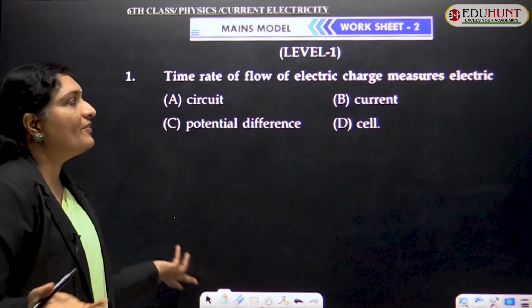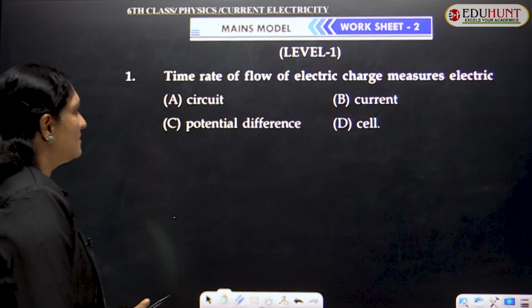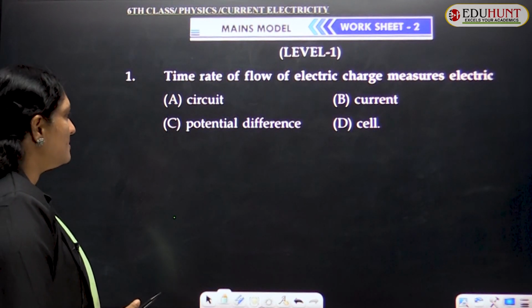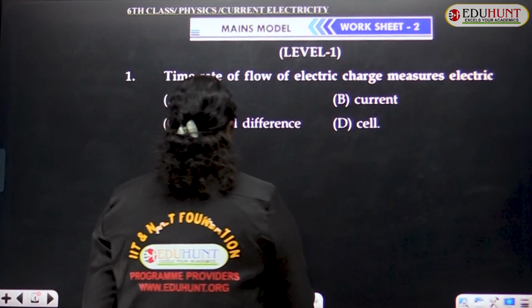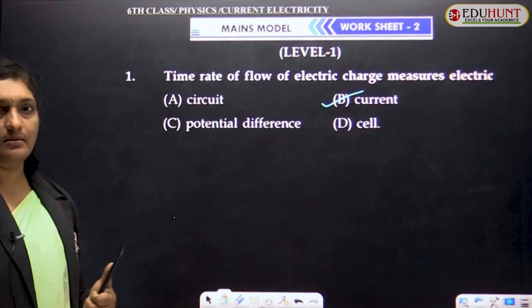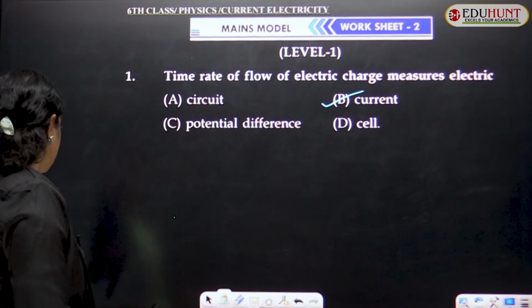The rate of flow of electric charge measures electric current, isn't it? So the rate of flow of electric charge measures current. Hence the correct option is option B, that is current. Charge flowing per unit time is called current.